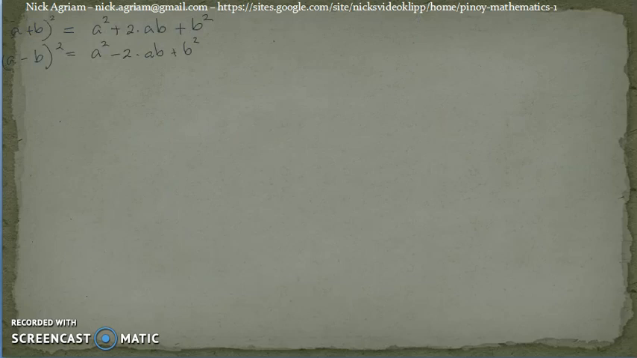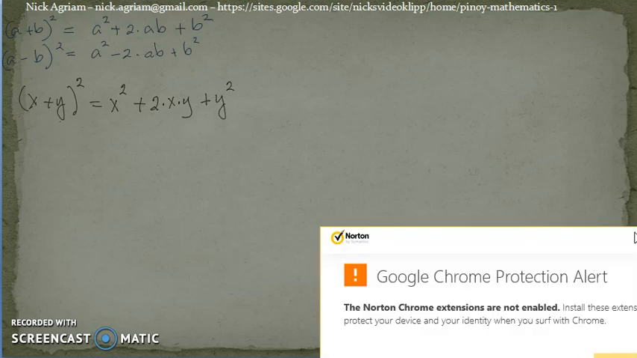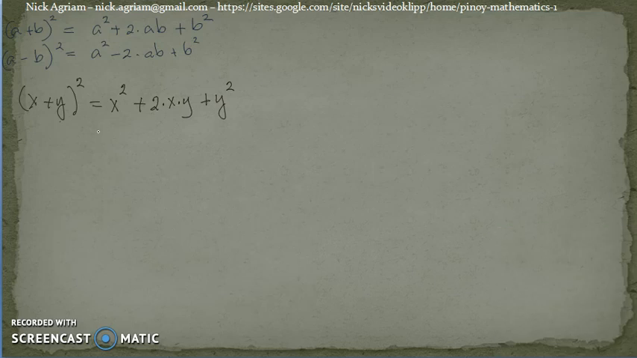Let's take some examples. For example, I have x plus y in a parenthesis, squared. Then we have the first term squared, and then 2 multiplied by the first term and the last term, and then the last term squared. That means we have x squared plus 2xy plus y squared.